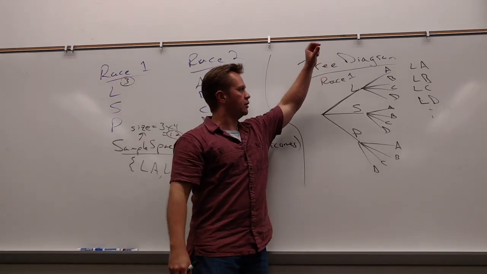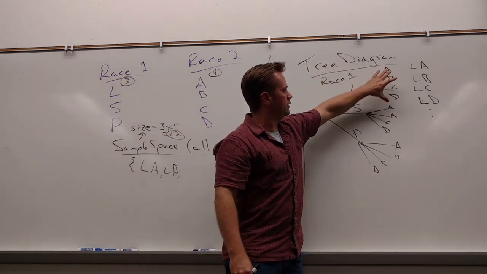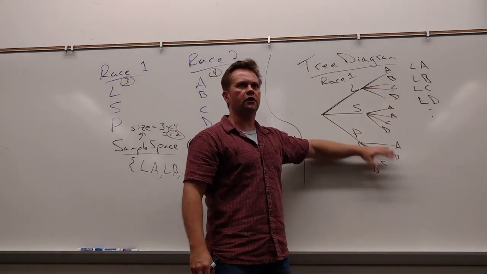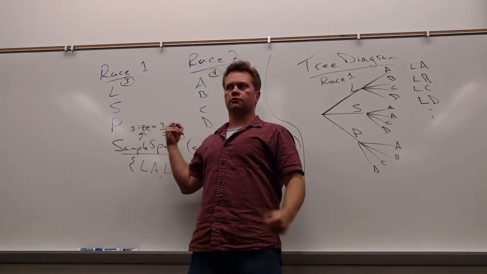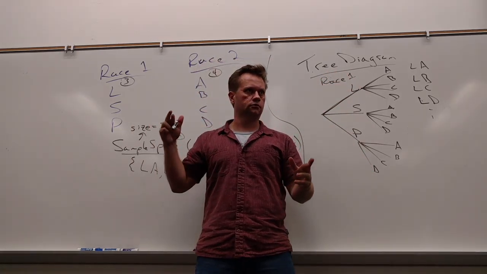And of course, you can see a little better now. There's four of these, and how many groups of four are there? Three. So that's 3 times 4. That's where it comes from, 3 times 4.